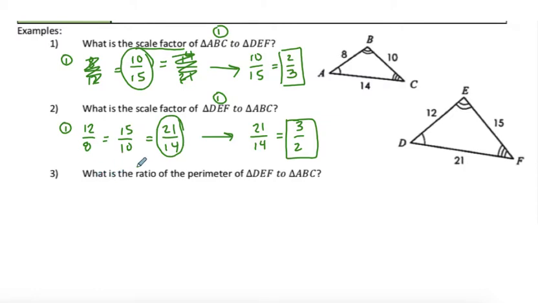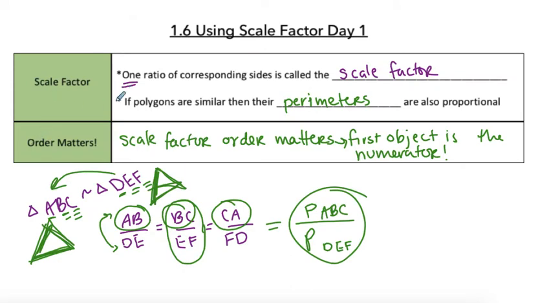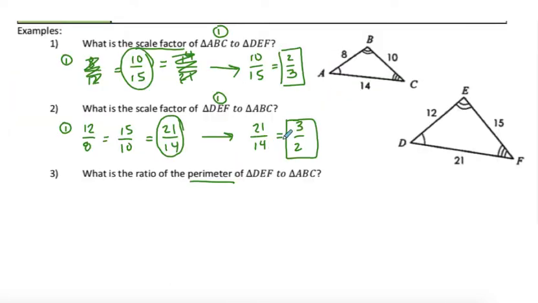The third piece, what is the ratio of the perimeters DEF to ABC? This is what's bringing this into play here. If we know that the polygons are similar, then the perimeters are also proportional in the same way. So because we're going DEF to ABC, these will be the same because they're the same order. So without any calculations, I can say this is 3 to 2.